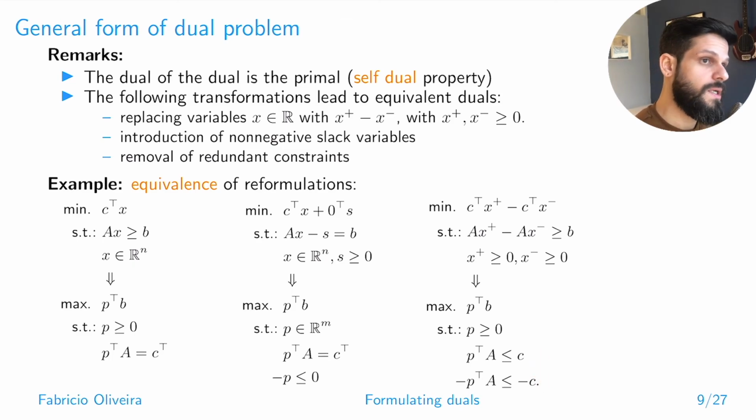So this is basically to say that you can always rely on that table as a guideline to derive your duals, regardless of the formulation you have for your primal problem. And you're always going to end up with equivalent formulations, even if you apply reformulations. All right.